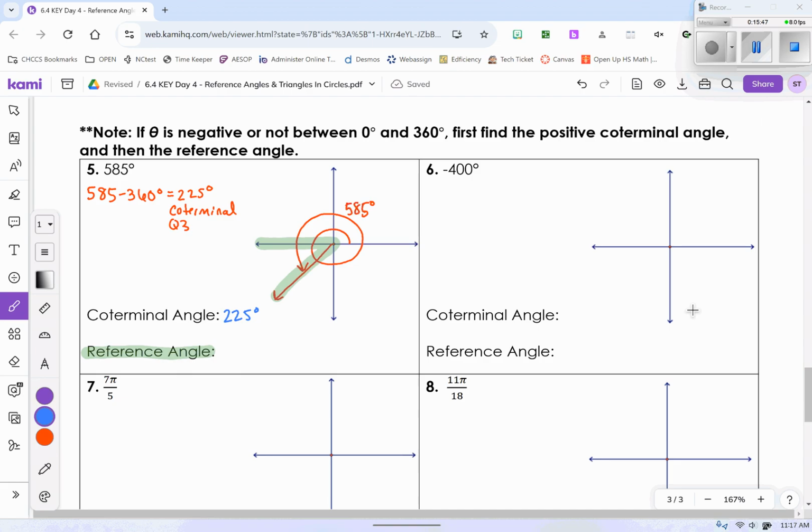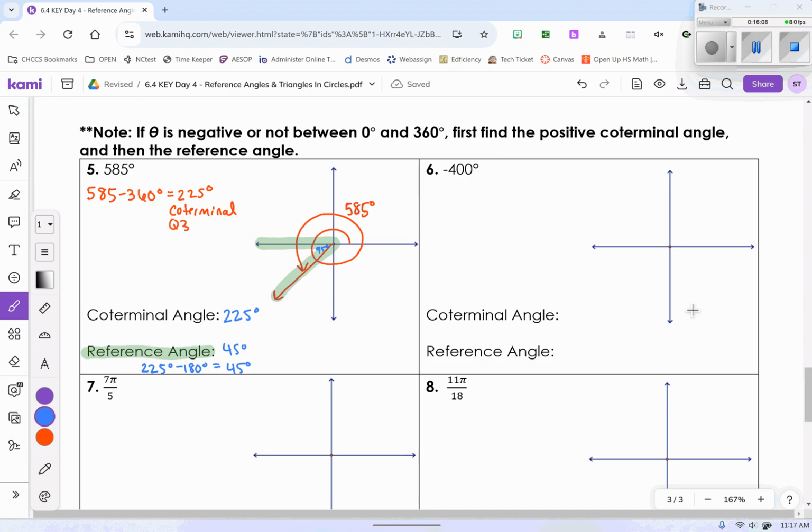So we had to find the coterminal angle to do that, and then subtract that from 180 degrees. So the reference angle is going to be 225 degrees minus 180 degrees, which gives us 45 degrees. That means this angle right here is 45 degrees. So let's do negative 400.